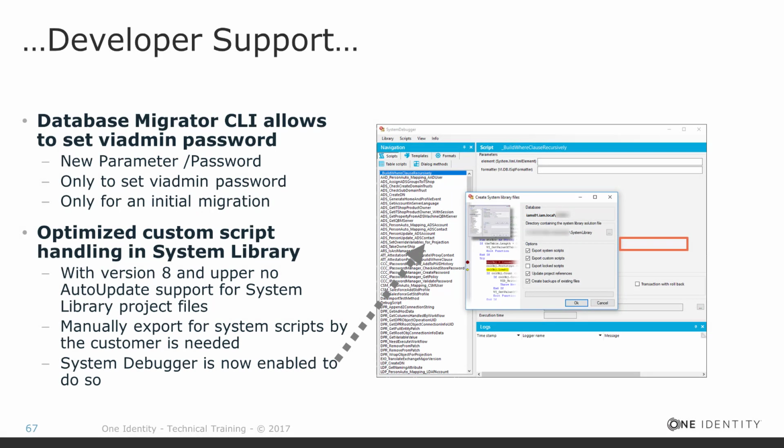Some more developer support for the Identity Manager. I think one of the most important notes is that with version 8 in the system library, for the first time all the project related files, that means all script files, are completely excluded from the auto update support. That means no script file will be overwritten by the database.